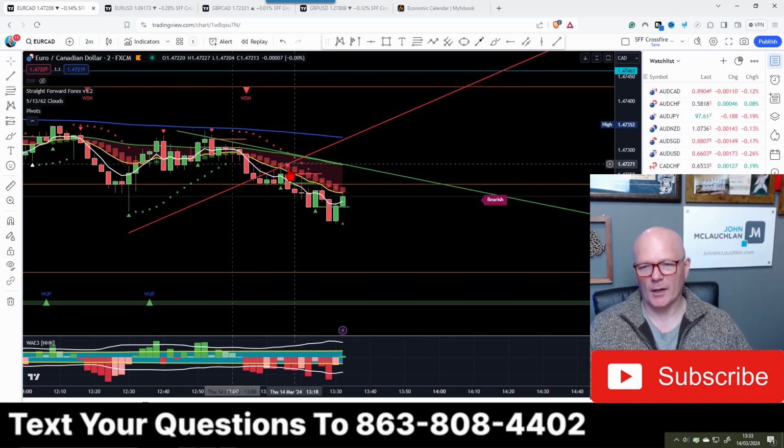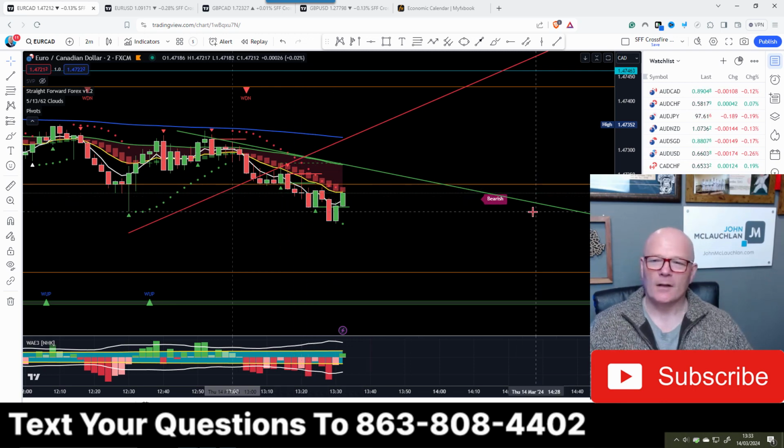Even though it came below the red trend line, it was still a bit, you know, green, red, red, red, green, indecision, green, red, you know. So we just stay out, okay.